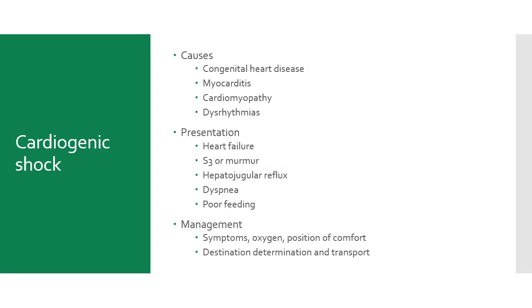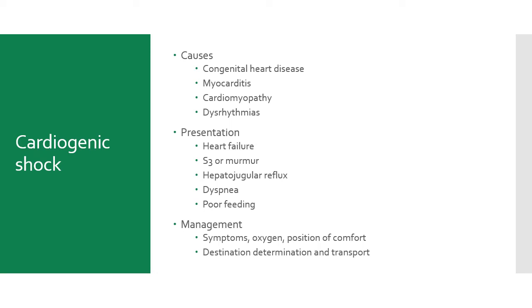So the worst form of heart failure is cardiogenic shock. Again, it can be caused by things like congenital heart disease, myocarditis, cardiomyopathy, or even dysrhythmias that are interrupting normal cardiac output. And babies can have AFib. So an infant with AFib loses that atrial kick, which is the 20 to 30% of preload, and then they're going to have a decrease in cardiac output, and that can put them into failure.